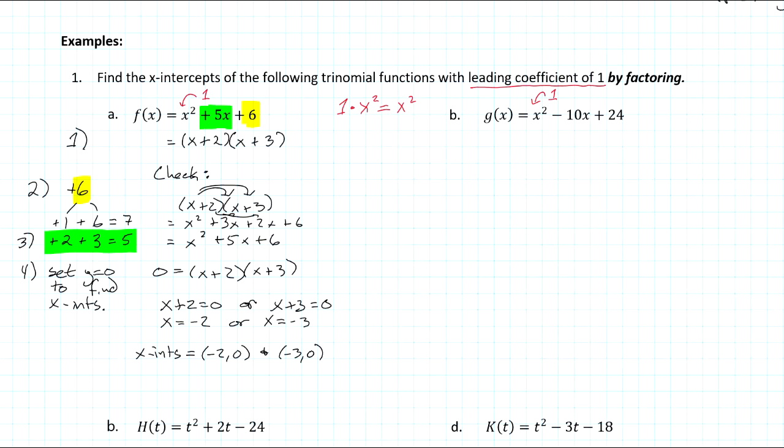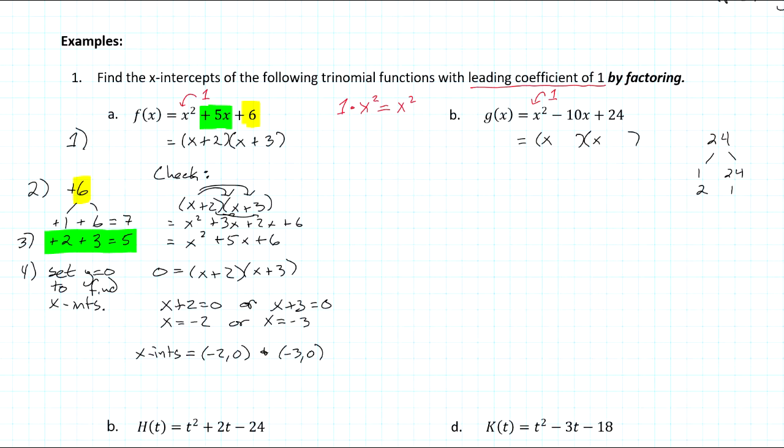All right, let's see if we can get this to work out a little bit faster now. For part B, I have g of x. G of x equals x squared minus 10x plus 24. So we're going to say that this equals parentheses times parentheses, put an x in the first position of each. We're going to look at the number 24. We want to find its factor pairs, so we've got 1 and 24.